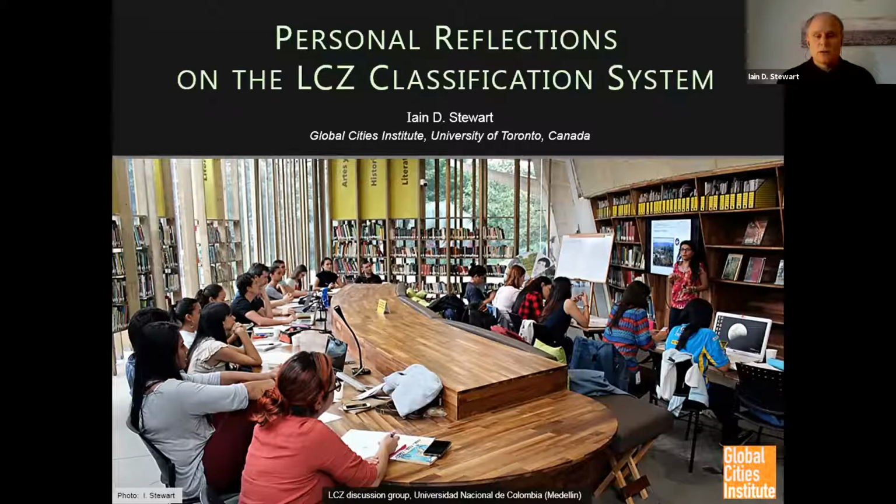What you're looking at here on this cover slide is a photograph of a group of professors and students, mainly engineers, but also architects and from other disciplines. They've gathered at the National University in Colombia, and they're discussing the local climate zones system. They've used it, they're familiar with it, and they're giving some very valuable feedback. I think this kind of discussion is very important to what lies ahead for the LCZ system, and I'll come back to this group at the end of the talk.